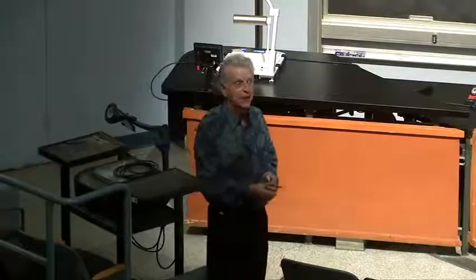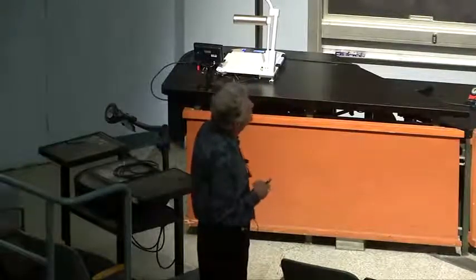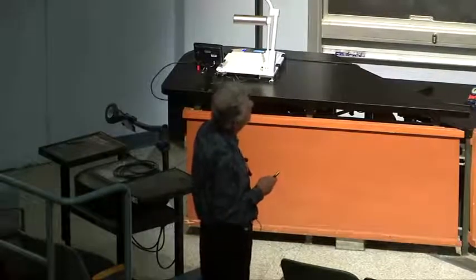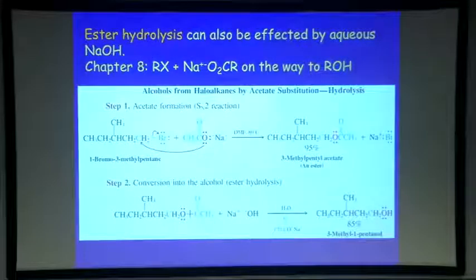But the reverse can be done with base. And that's straightforward addition, elimination, such that if you have an ester like this, hydroxide will add, the electron pair goes out, comes back in, kicks out alkoxide, and that gives the carboxylic acid and the alcohol.